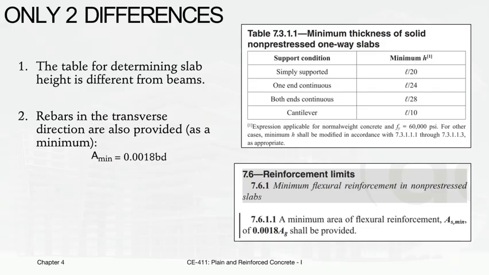The second difference is that the rebars in the transverse direction are calculated as per the minimum area criteria, which is 0.0018 times b times h, where b is the width of the slab and h is the depth of the slab, right?